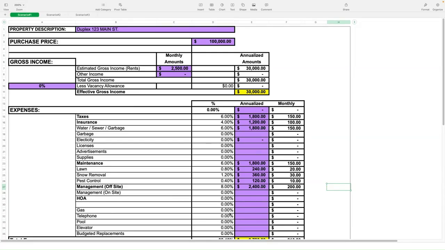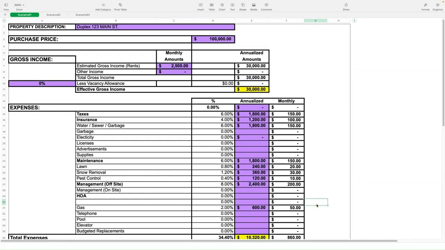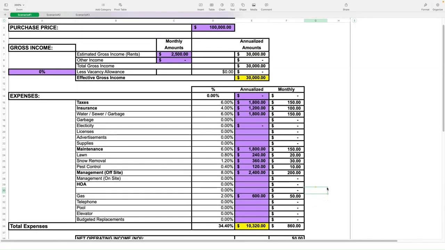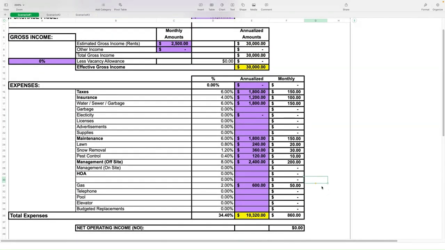Now, when it comes to gas, if you have a gas stove or you're using a gas furnace, this is debatable as far as if the tenant should pay or not, but 9 times out of 10, the landlord takes care of the gas. And for the gas, we're going to put $600 for the year, and that's $50 a month. So as you can see, as I'm flowing through this analyzer, all you have to do is plug in the numbers and everything else does the job itself. It's very seamless, very simple. It makes my day easier.